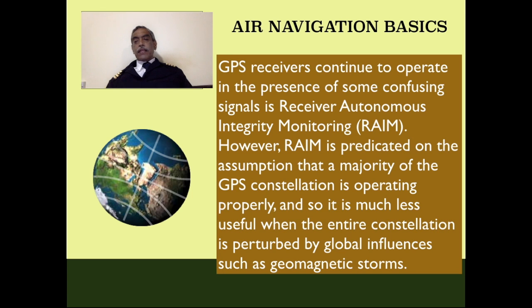It is predicated on the assumption that the majority of the GPS constellation is operating properly, and so it is much less useful when the entire constellation is perturbed by global influences such as geomagnetic storms, etc. Of course, these are going to be predicted, and then as aviators, we are going to be sufficiently well warned, I presume.